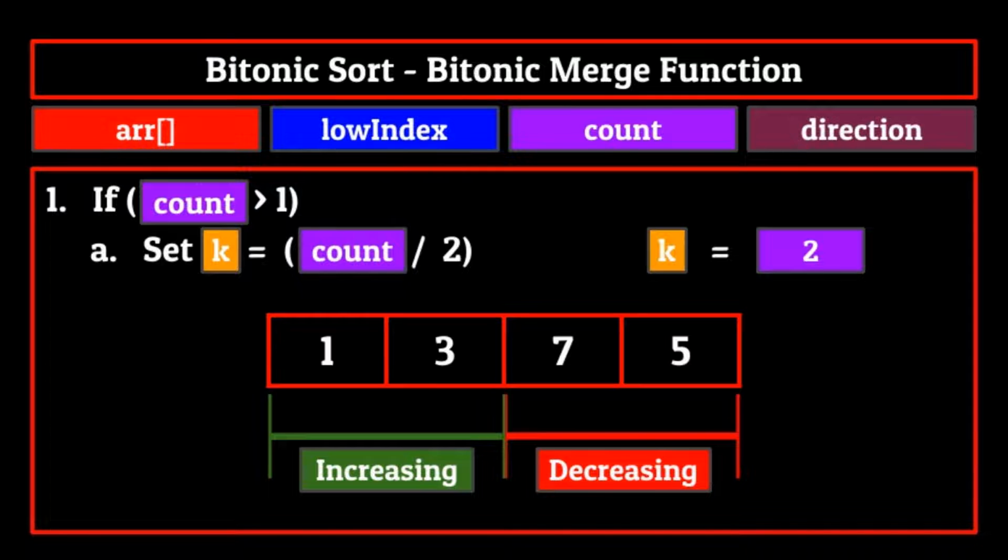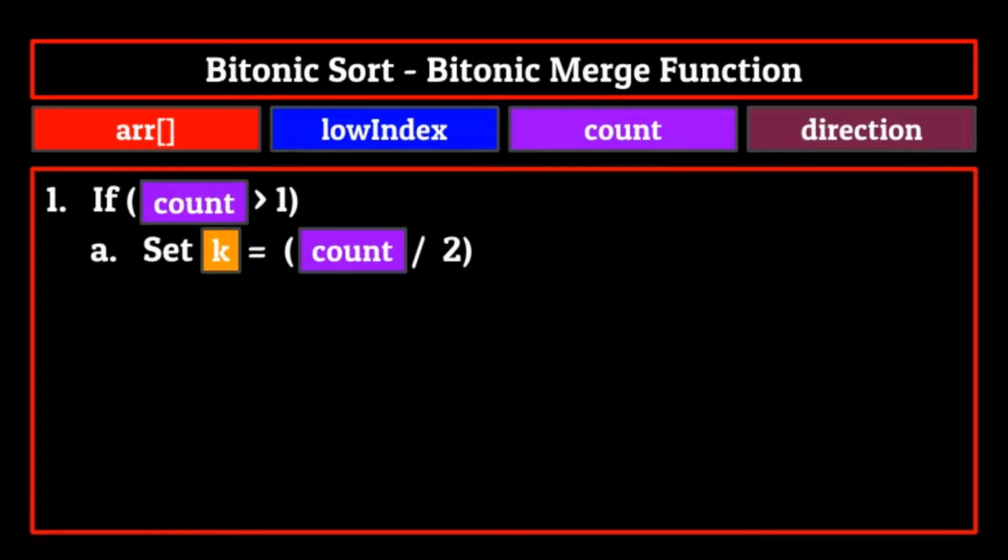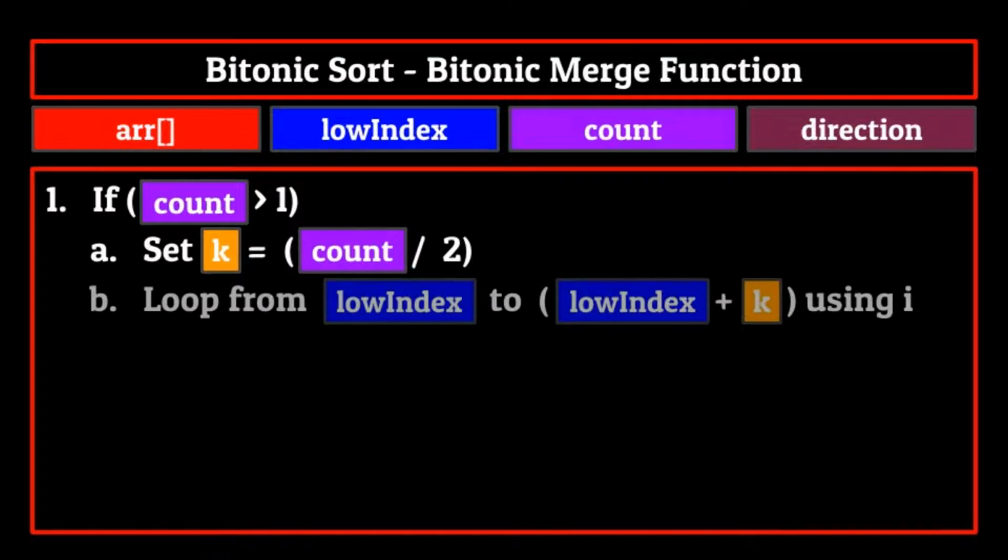Basically, k is a way for us to divide the list into its subsequent increasing and decreasing parts, which will become important very soon. The next statement is a for loop, which executes from the low index to the low index plus k using the index i. This will encompass the entire first Bitonic sequence, or half of the list. Now for each element in this loop, the element at index location i, we compare it to the element at index location i plus k.